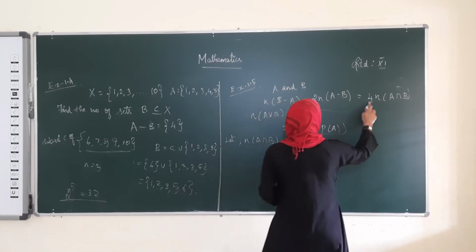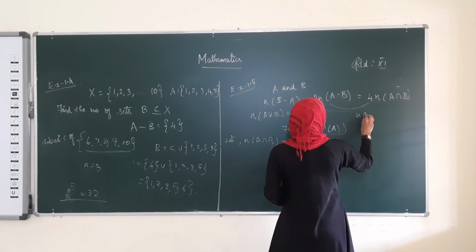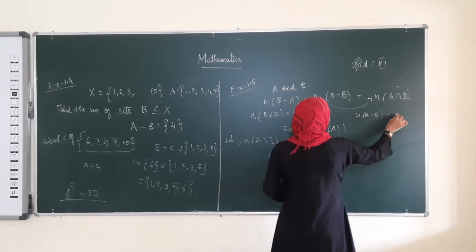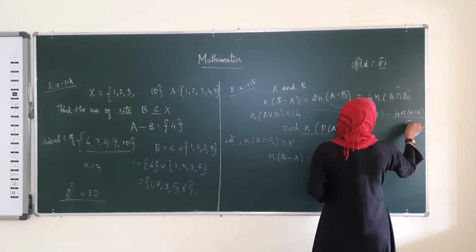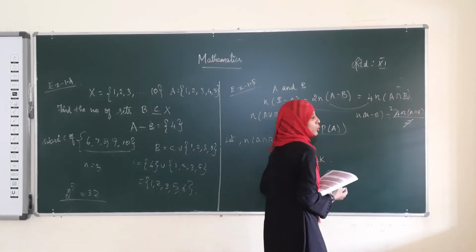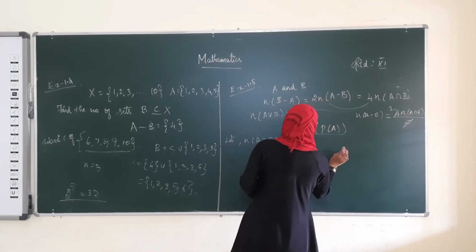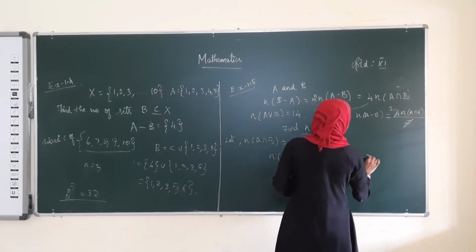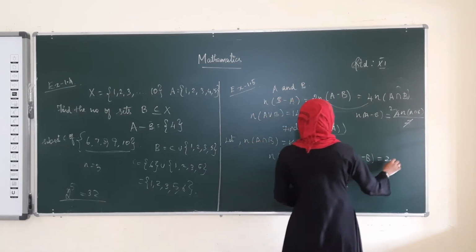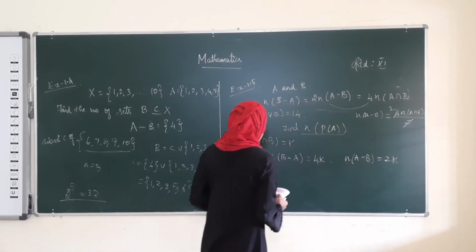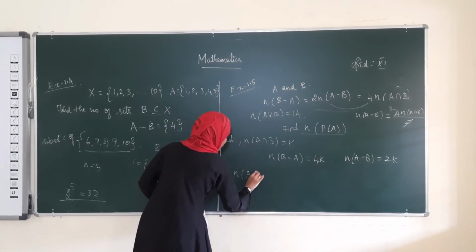Now, let us take these two elements. n of A minus B equals 4 into n of A intersection B divided by 2. Therefore, 2 and 4 get cancelled, remaining 2. So n of A minus B is equal to 2 into n of A intersection B, that is 2 into K. Now, we know the formula of n of A union B, right?